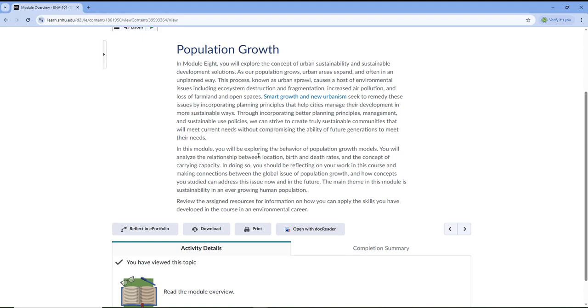We'll also look at population growth models. This is basically looking at more statistical approaches to population, looking at birth and death rates and carrying capacity, and applying them to human growth rates. This is something that we do in ecology, so if you continue on with environmental science, you'll learn more about that.